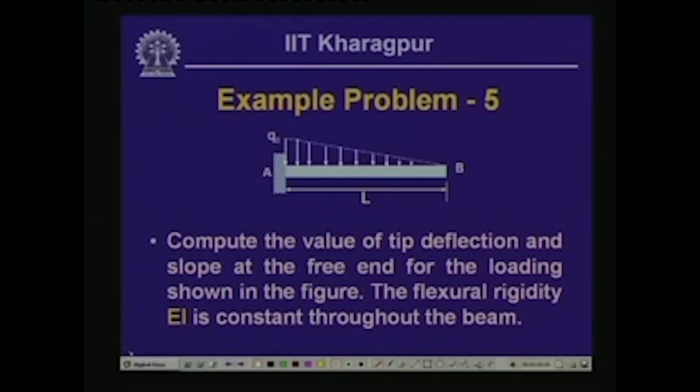Well, we have another example over here. We got to compute the value of the tip deflection and slope of the free end for the loading shown over here. Here the loading is a triangularly varying load with a 0 intensity over here and maximum intensity Q0 at this particular end. The flexural rigidity EI is constant throughout the beam. You got to compute the value of the tip deflection and slope at the free end.